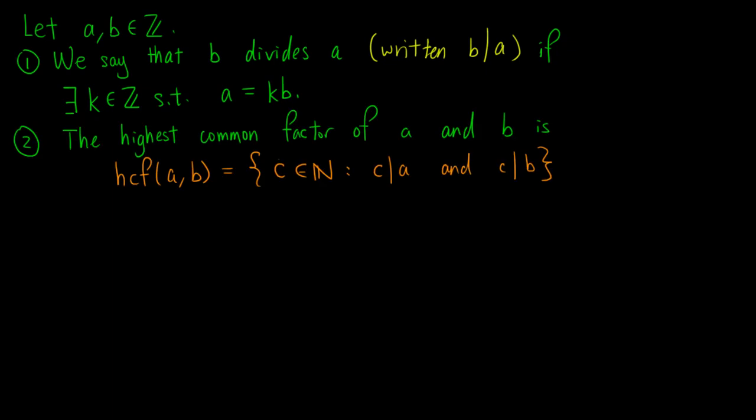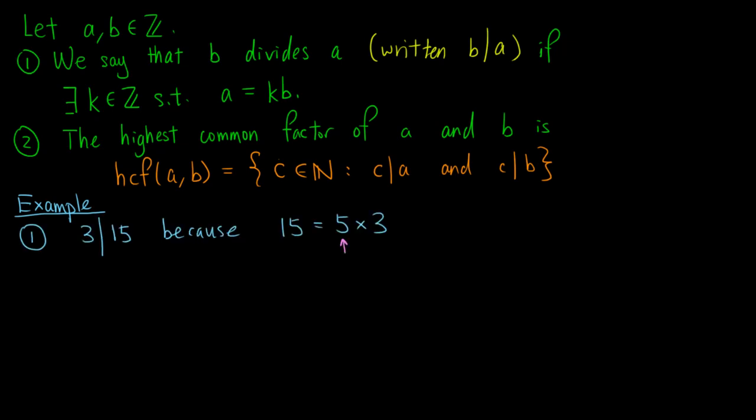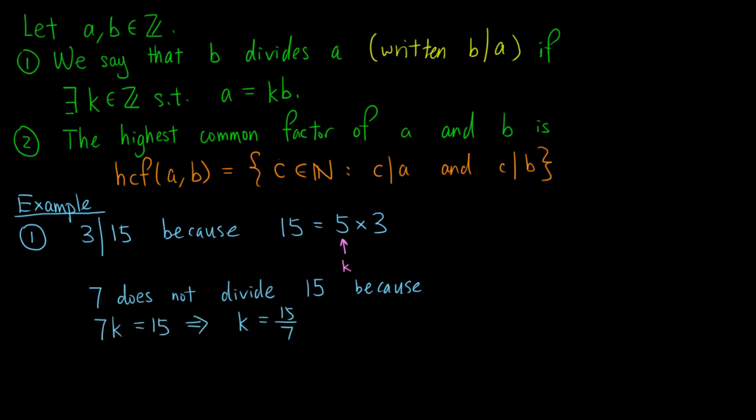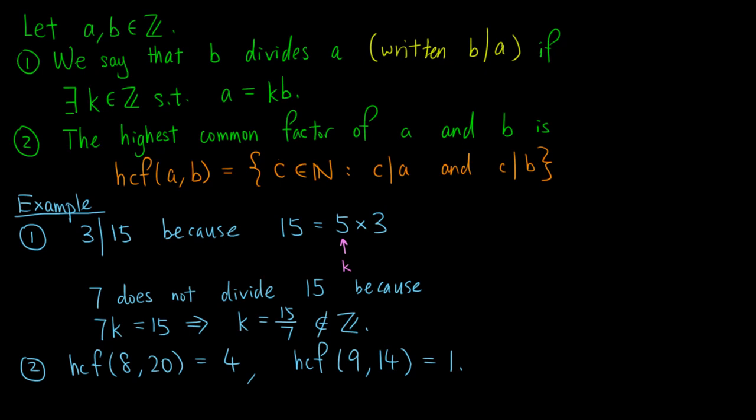We also define the highest common factor, or the HCF, of a and b as the largest positive integer which divides both a and b. For example, 3 divides 15 because 15 equals 5 times 3, where 5 is the k in the above definition. Also, 7 does not divide 15, because if 7 times k equals 15, then k equals 15 over 7, which is not an integer. Also, the HCF of 8 and 20 is 4, while 9 and 14 have no common factors except 1, so their HCF is 1.